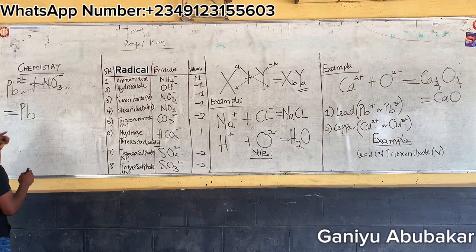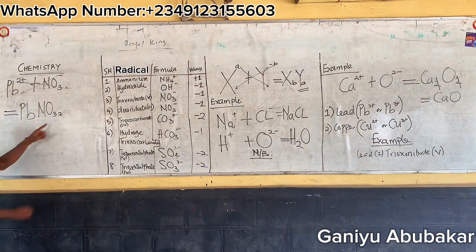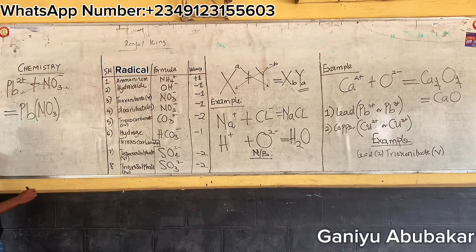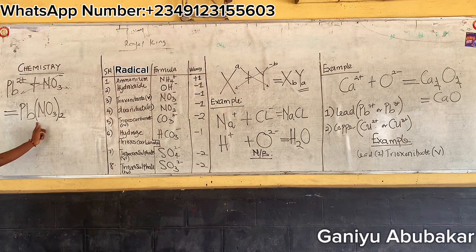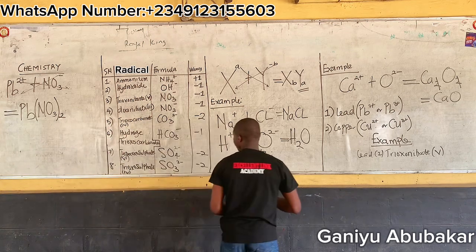Now mind you, I will not just say NO3 because I said 2 should be here. Now you have to put 2 here. This 2 is wrong. What do you now do? You encase this one in a bracket and put 2 here. This is called lead 2 trioxonitrate 5. So if you see this, you should know how you call it. This is called lead 2 trioxonitrate 5.